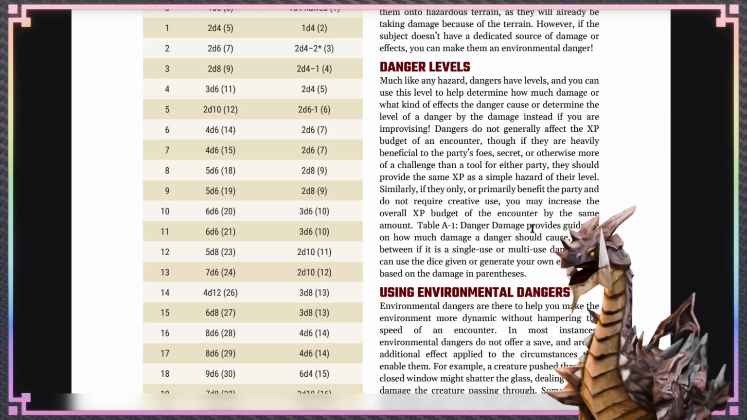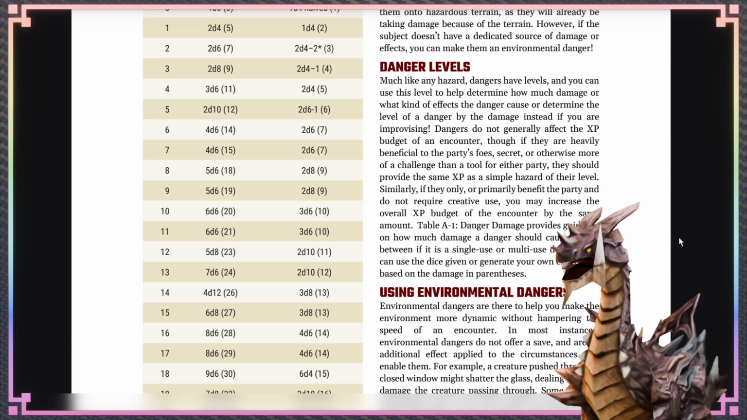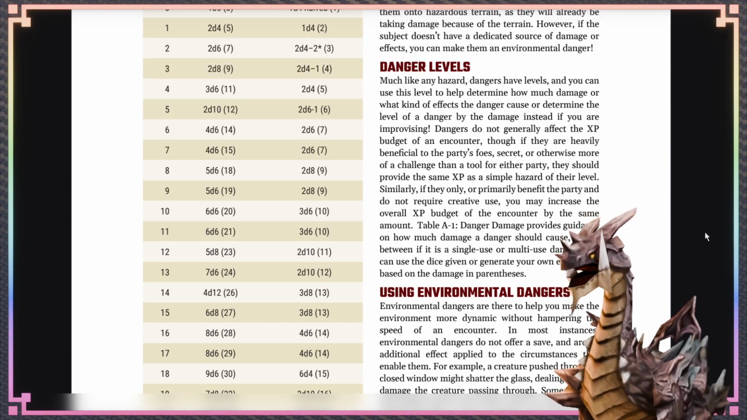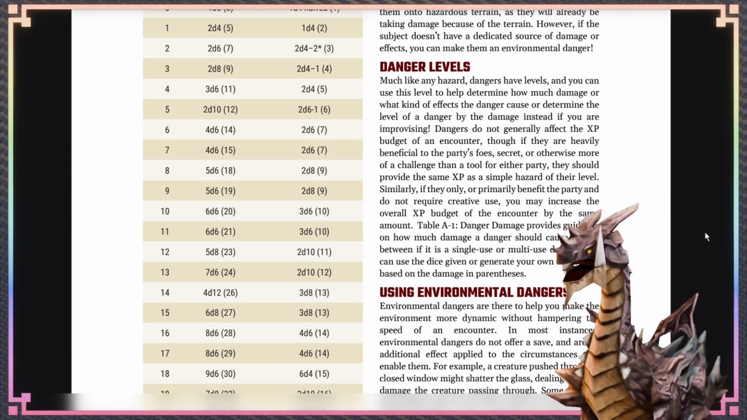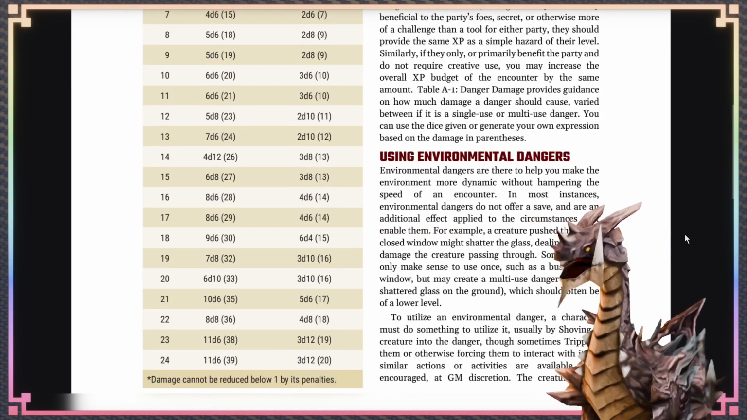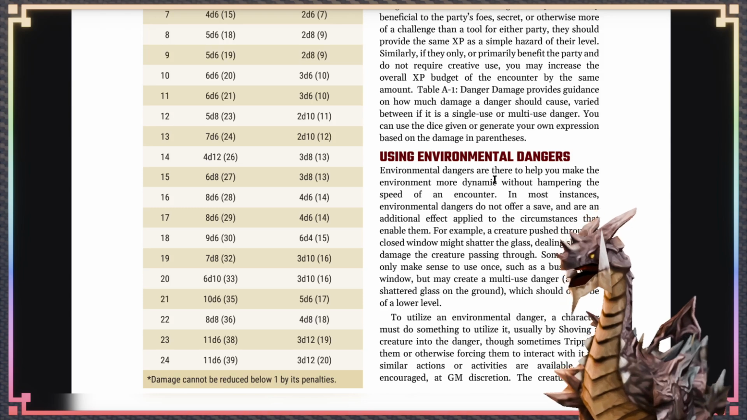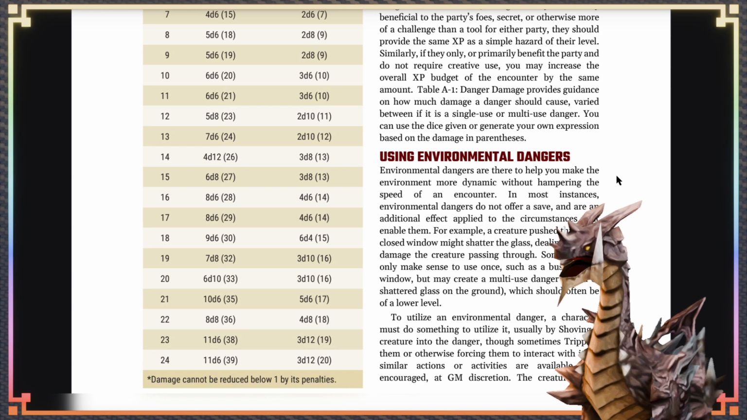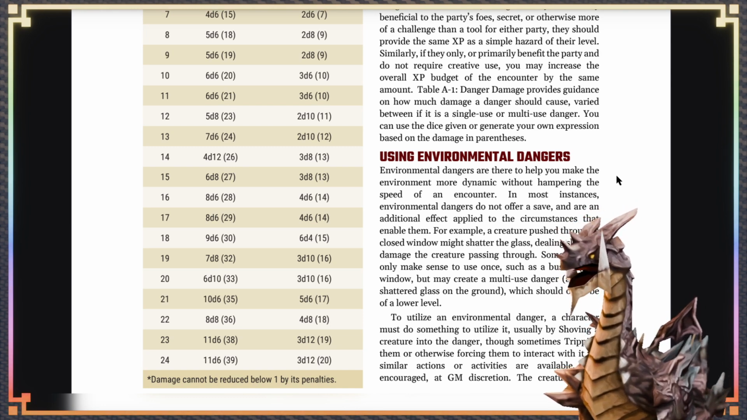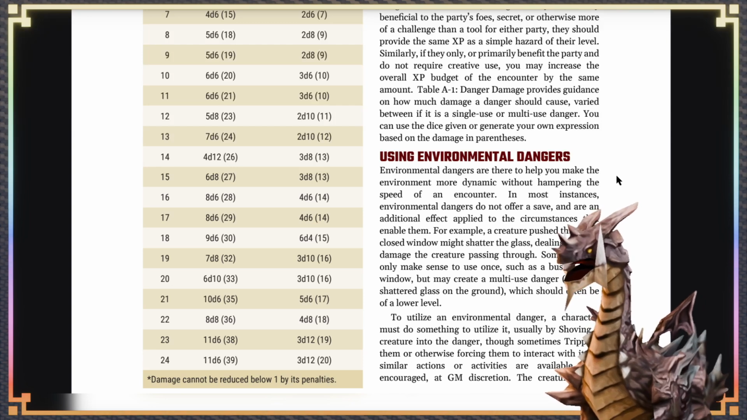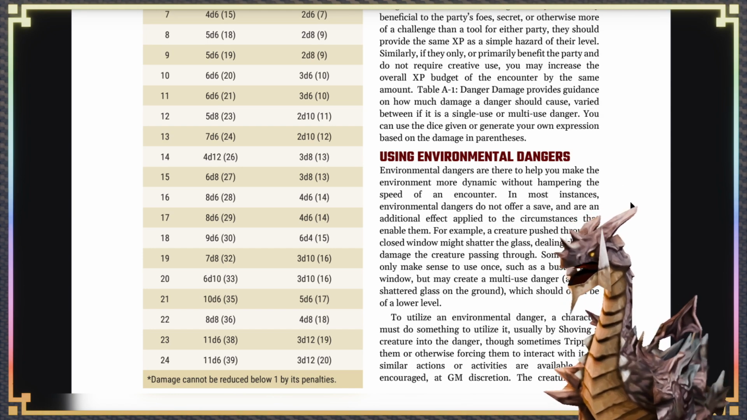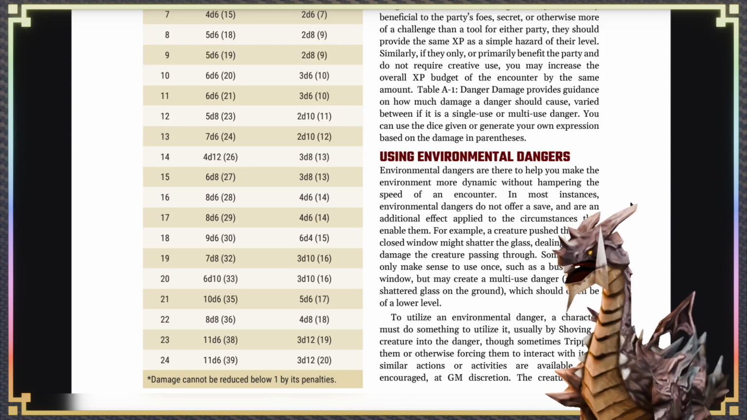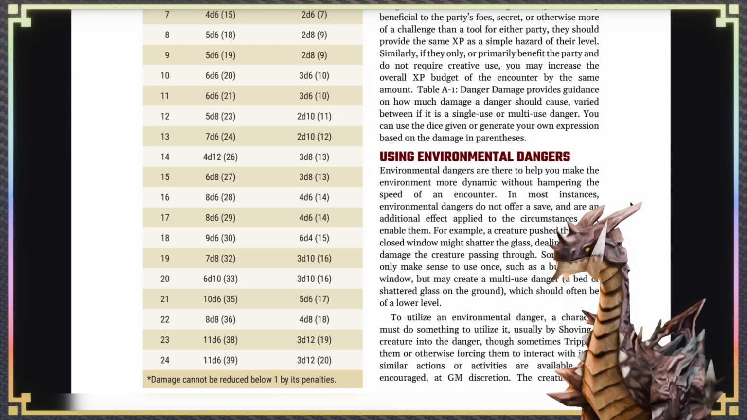Table A1, danger damage, provides guidance on how much damage a danger should cause, varied between if it is a single-use or multi-use danger. You can use the dice given or generate your own expression based on the damage in parentheses. Using environmental dangers. Environmental dangers are there to help you make the environment more dynamic without hampering the speed of an encounter. In most instances, environmental dangers do not offer a save and are an additional effect applied to the circumstances that enable them. For example, a creature pushed through a closed window might shatter the glass, dealing slashing damage to the creature passing through.